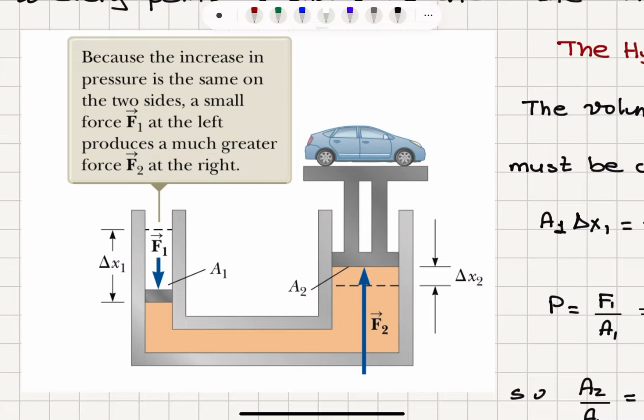On one side of the hydraulic lift we have a force F1 being applied with a perpendicular area A1. This force causes a displacement of this piston by an amount delta x1. On the other side, we have perpendicular area A2 and force F2, which causes a displacement delta x2, so the car is rising. It's lifted up. Now, if the force per area here was greater than the force per area on this side, this would not be in equilibrium and the car would be lifted even more.